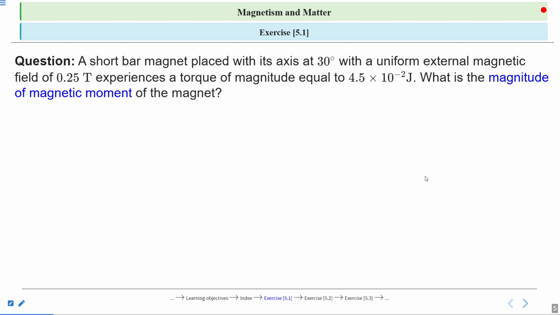So the question is, a short bar magnet placed with its axis at 30 degree with a uniform external magnetic field of 0.25 Tesla experiences a torque of magnitude equal to 4.5 into 10 to the power minus 2 joule. Okay, so torque is given and magnetic field is given, and the angle between the dipole moment and the magnetic field is given, 30 degree. So what is the magnitude of magnetic moment? That thing you have to find. So I will give you some time to solve it.